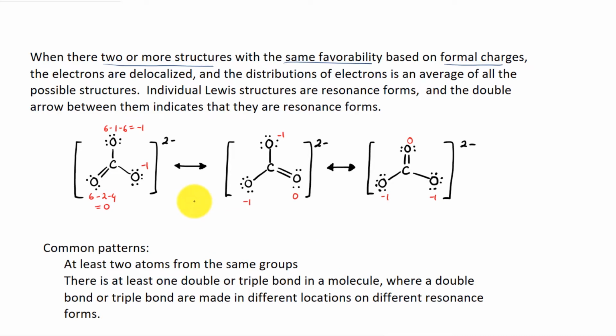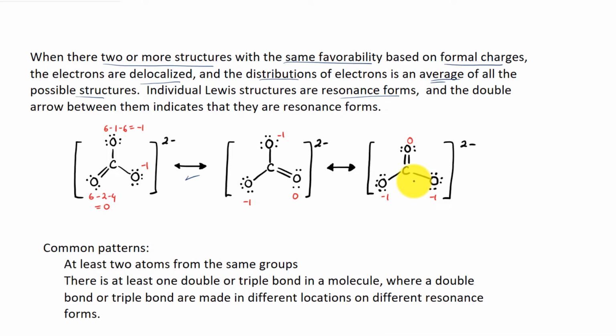So when that happens, electrons are delocalized. They're not being held in one specific place. And these electrons are delocalized, but also the distribution of electrons is an average of all the possible structures. I'm going to show you in a few minutes how they form and how they distribute throughout. Each individual Lewis dot structure is called a resonant form. And this double arrow between them indicates they are resonant forms.